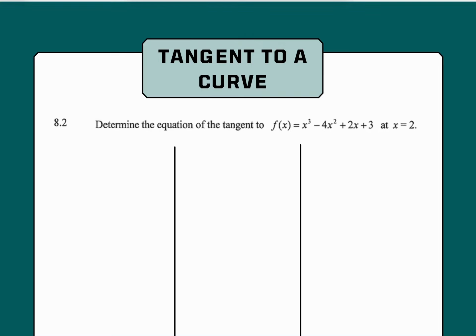Today we are dealing with tangents to a curve. This question is actually question 8.2 from the November 2024 paper. All right, so let's get straight into it. It says determine the equation of the tangent to this cubic at x equals 2.